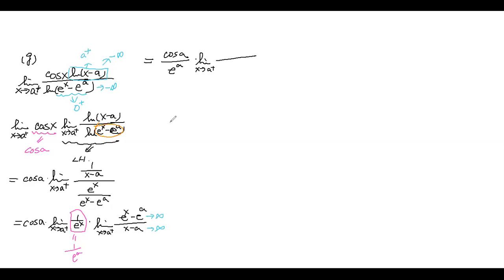Then L'Hopital's rule on the bottom: this is x minus a, so the derivative is 1, right? Then the top derivative is e^x, because e^a is a constant here. Now this is cosine a, e^a. So what happens when x approaches a in the e^x here? We have e^a here, right? So these two cancel. So what do we have here? It's cosine a.